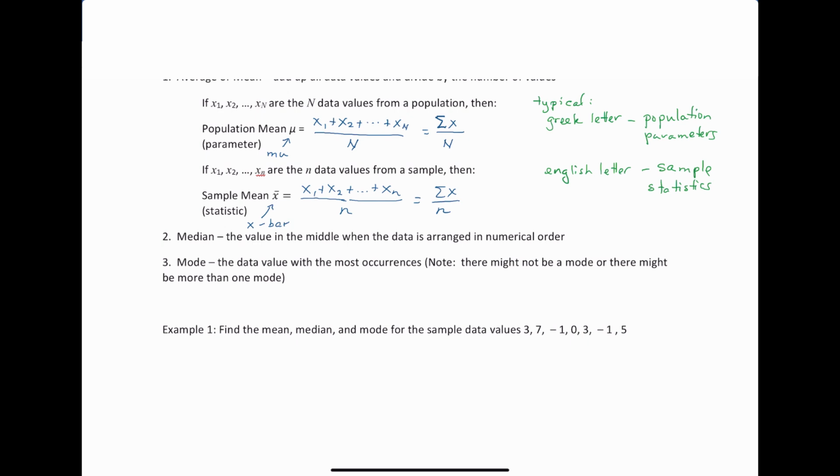Okay, going on, number 2, the median is the value in the middle when the data is arranged in numerical order. There's no formula for that. I'll just show you how to figure that out in our examples. Last, the mode is the data value with the most occurrences. Now, there might not actually be a mode, or there might be more than one, and we'll see that in our examples.